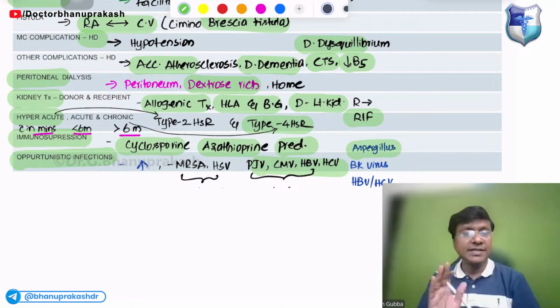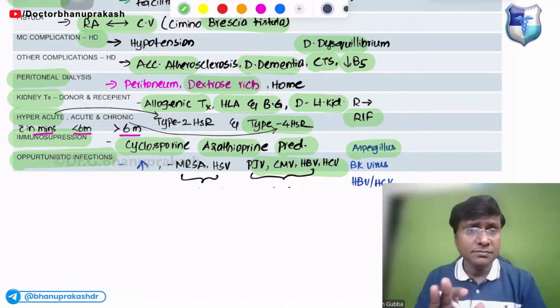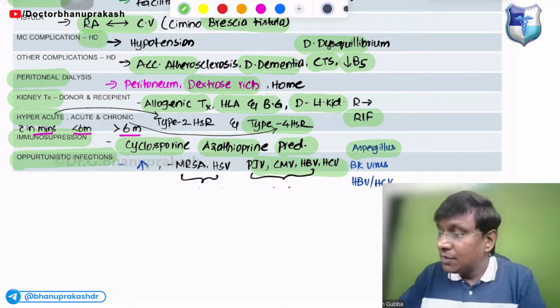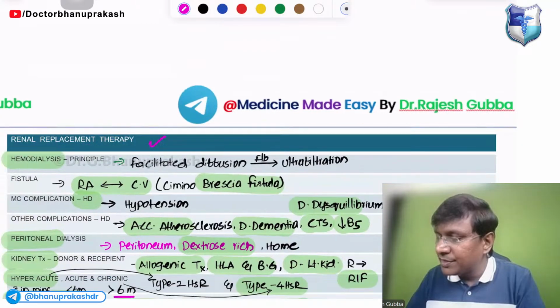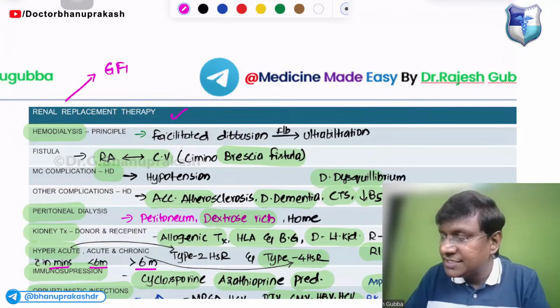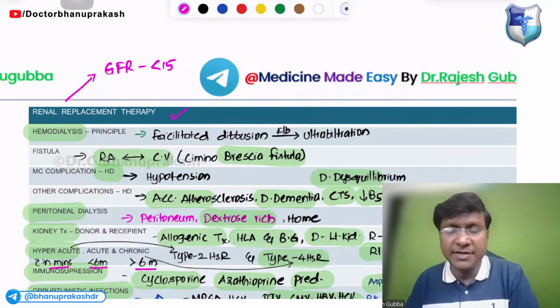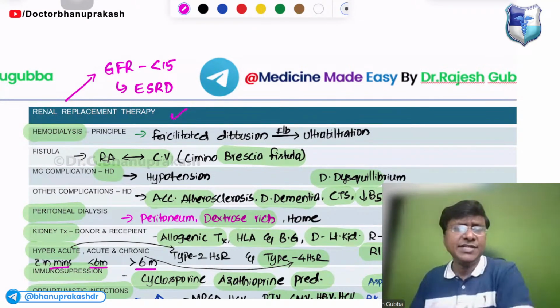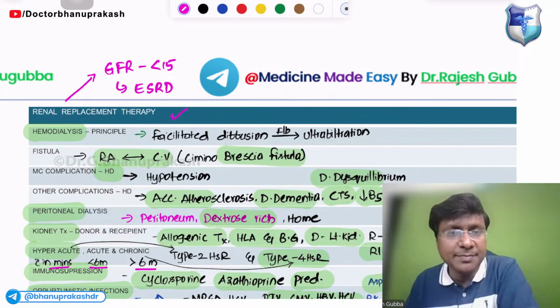So this is about renal replacement therapy, that is, hemodialysis as well as kidney transplantation. In which group of individuals do you do renal replacement therapy? You have to do it in those individuals where the GFR is less than 15 ml per minute per 1.73 meters square. This we consider as end stage renal disease. So in end stage renal disease, you need to do renal replacement therapy.